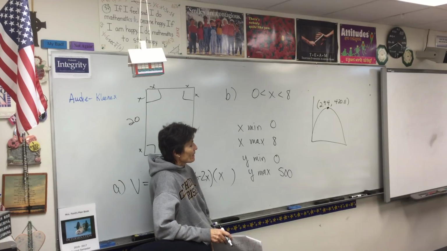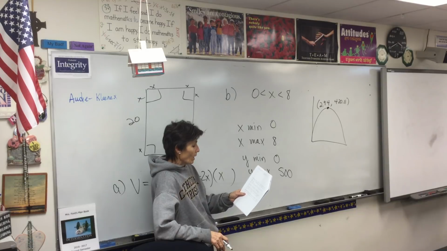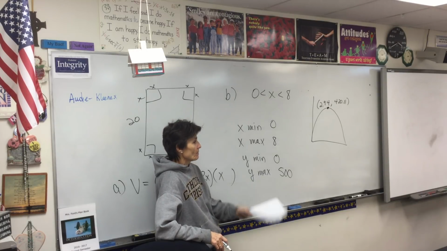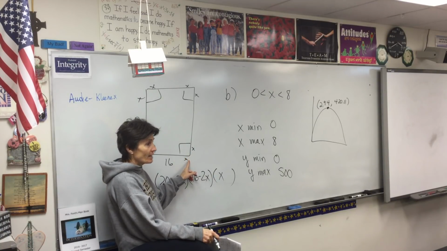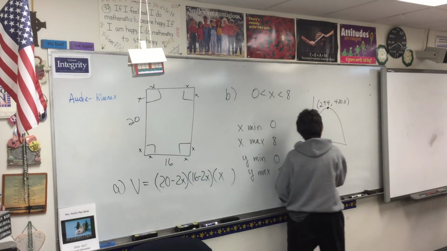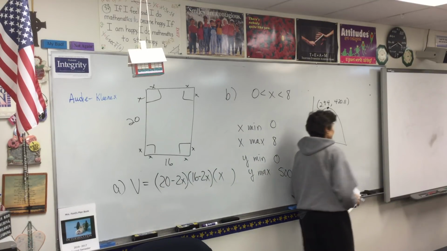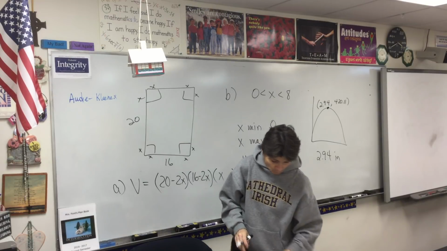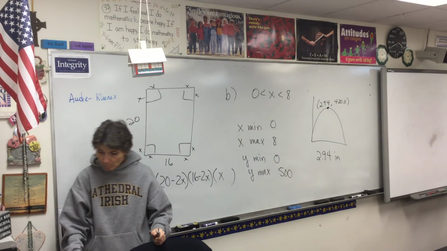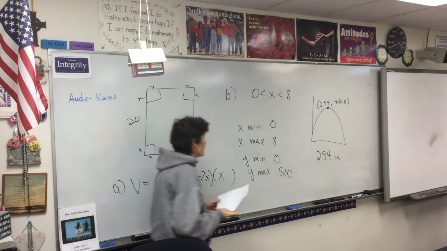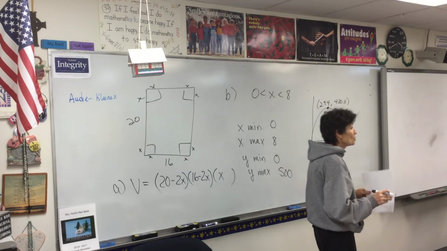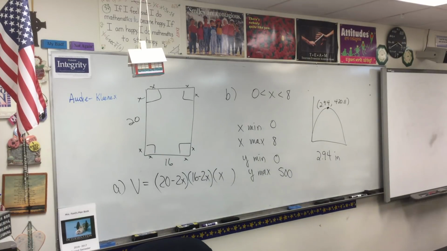Right. Amazing. All right, now let's make sure we answer the question. What size corners should be cut out? The corners are the X's, right? So the answer is 2.94 inches. What would you put if it said find the maximum volume? 420.11 cubic inches, right?